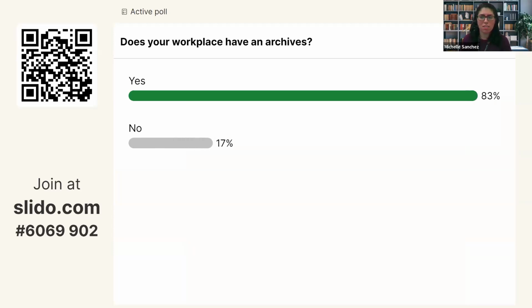Okay, we're balancing it out a little bit. I'll give it a couple more seconds. Looks like for the most part, most of us do work at a place that has an archives. It's shrinking before my eyes with the no. But yes, most of us do have an archives at our workplace, regardless of what workplace you are at.